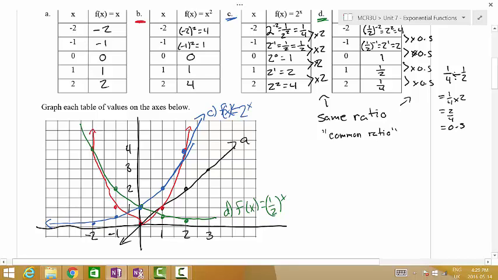So you can see the red one's the parabola, which we should know because it's x squared. The A, the black one, is a straight line, which again we should know because it's just f of x equals x, or y equals x. C and D have what we call that exponential curve because the exponent is the variable, so the exponent is the x.